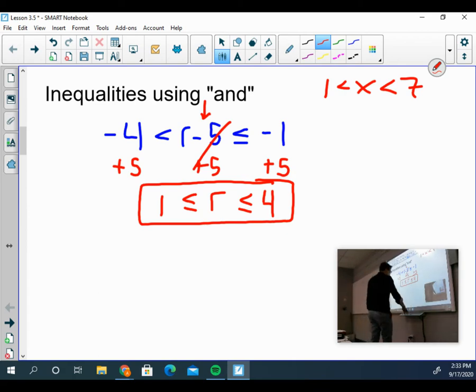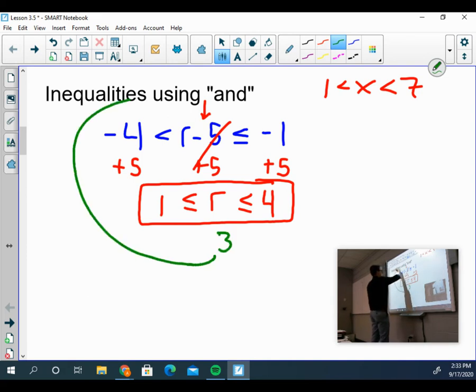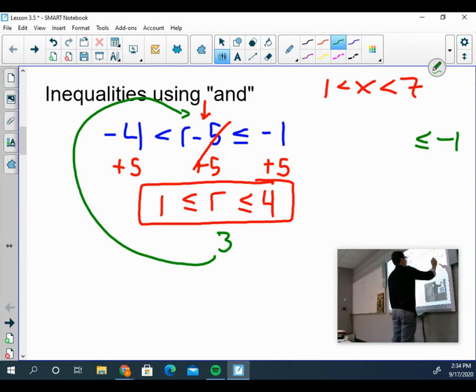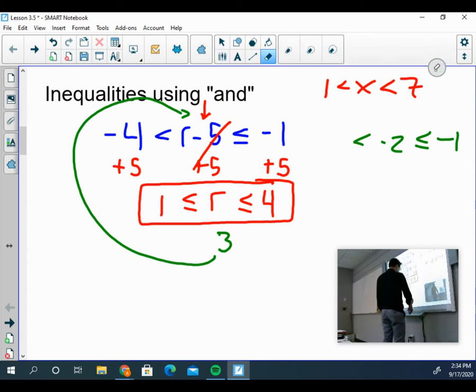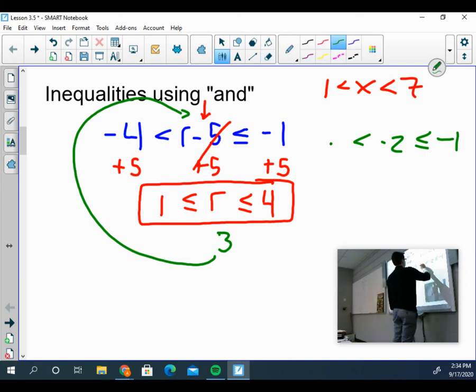If you would like to test this, pick a value in between like 3, plug it back into the original, and see if it makes it true. Again, if we do this, I know I need some value. When I plug 3 in, 3 minus 5 is -2. Is that -2 between -1 and 4? Yes, it is. And thus we have our answer.